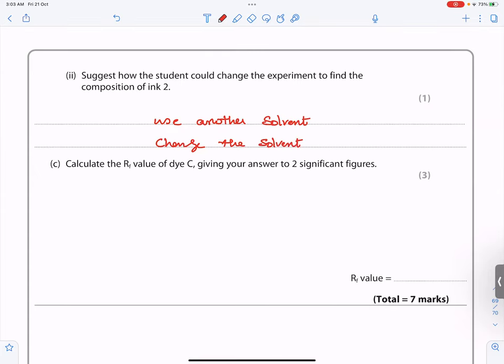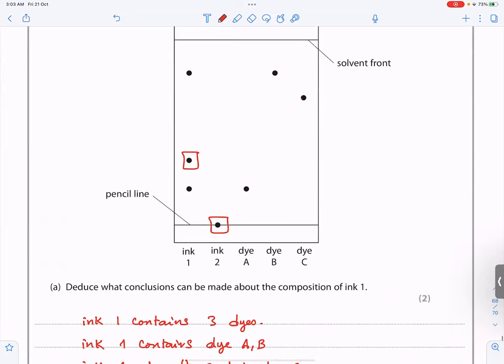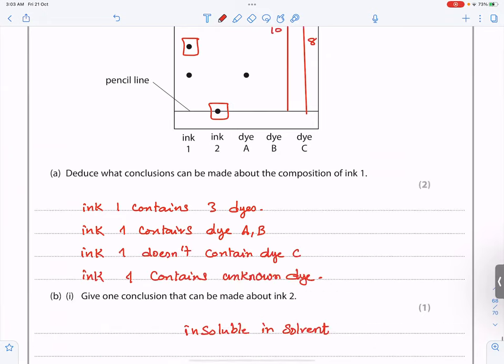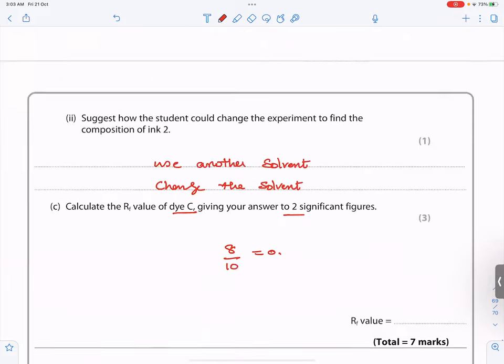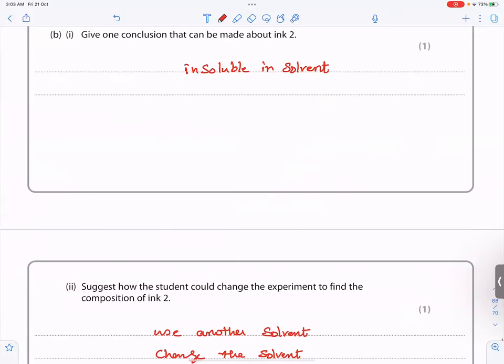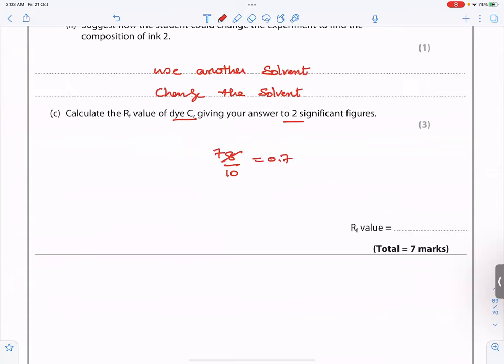Calculate the retardation factor of dye C giving answer to two significant figures. هنجيب ال distance between dye C وال baseline ونعملها dividing على distance between solvent front وال baseline. تقريبا دي 8 ودي 10. يبقى احنا هنقول هنا 8 من 10 تطلع 0.8 أو تقريبا معلش 7 من 10 يبقى تطلع 0.7. وهي الانسر فعلا في المارك سكيم 0.69. يبقى ده الفاليو اللي انت لو بمسطره هتجيبها صح.